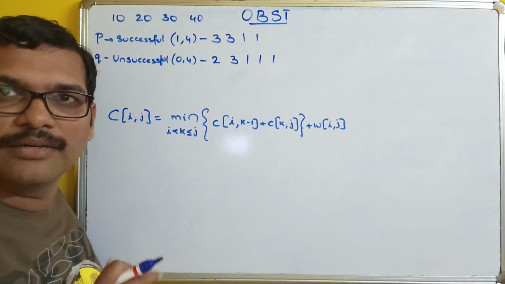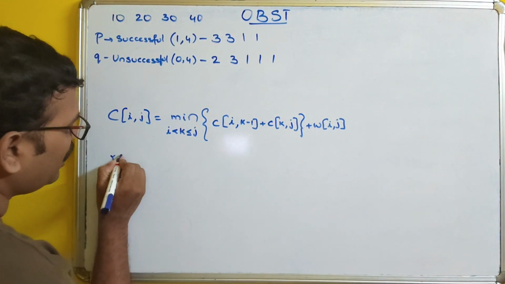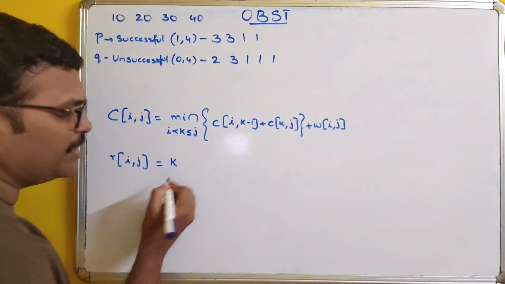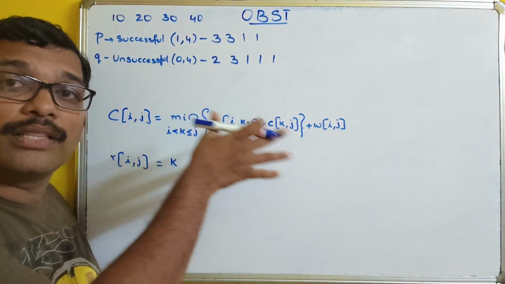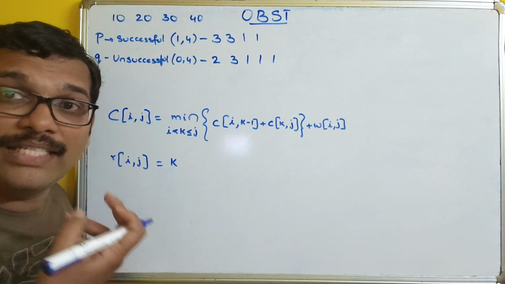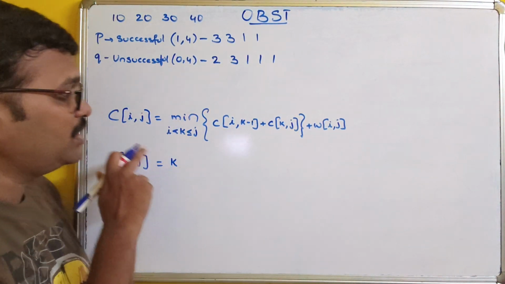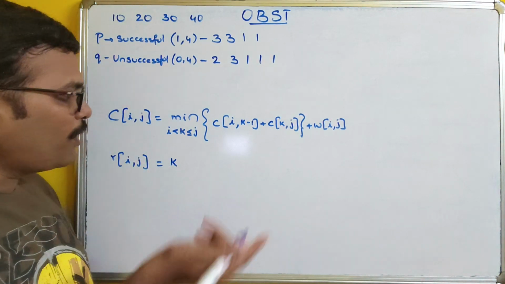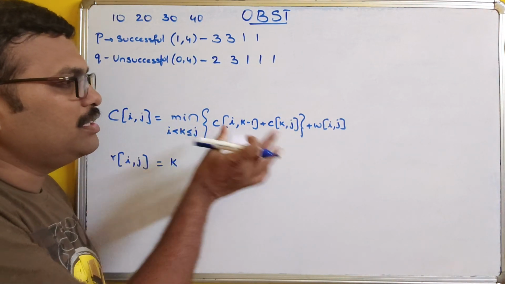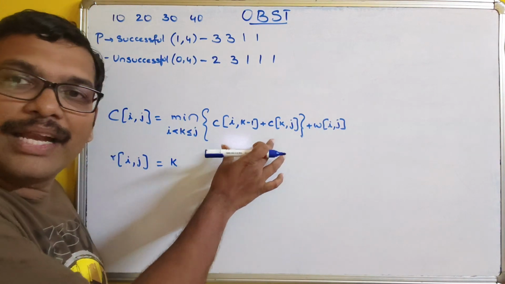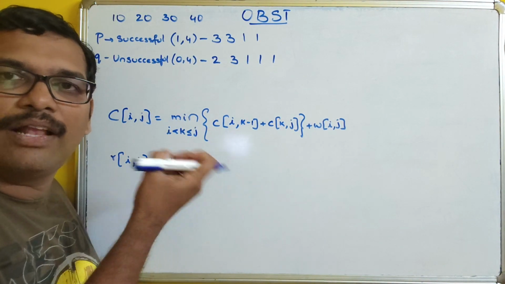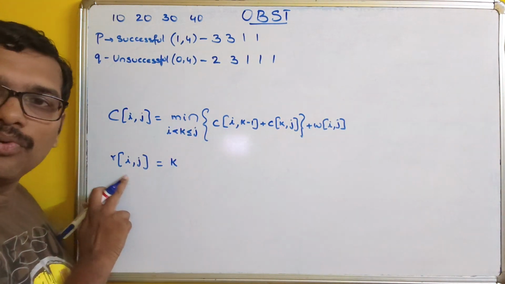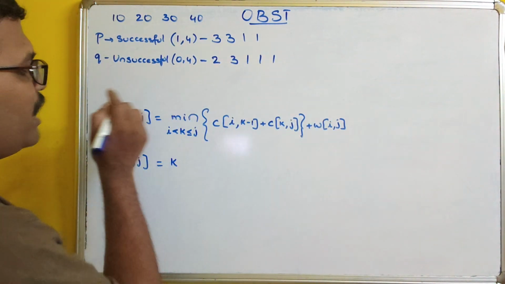Similarly, R of i comma j is equal to k. That means for which k value we got the minimum cost, we need to consider that element as the root. This is particularly to select the root element. For which k value this expression gives a minimum value, that k will be considered as the root of i comma j.